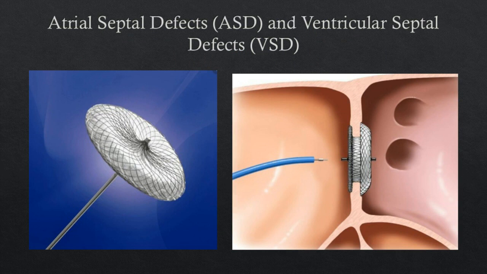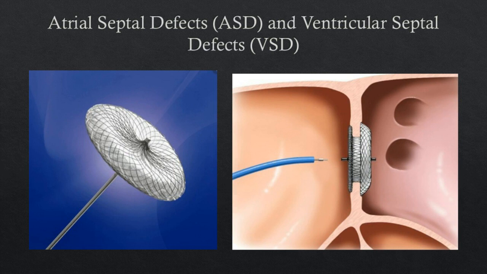Atrial septal defects, also known as ASD, are holes in between the top chambers of the heart. And ventricular septal defects, or VSD, are holes in between the bottom chambers of the heart. The majority of these defects are present from birth and, if large enough, can lead to heart enlargement and heart failure. Most of these defects can be closed with catheter-based devices that cover the defect. ASD and VSD closures tend to have excellent results in appropriately selected patients.